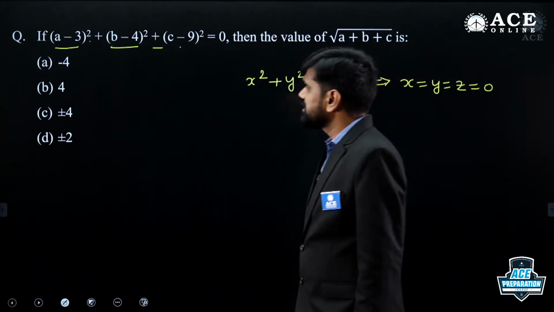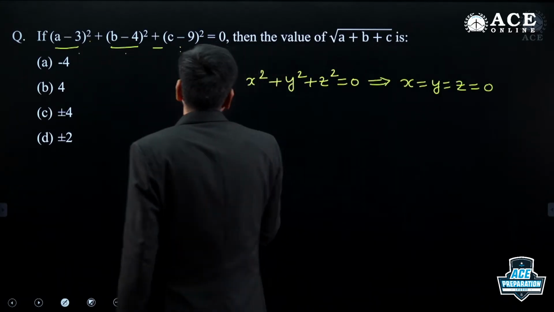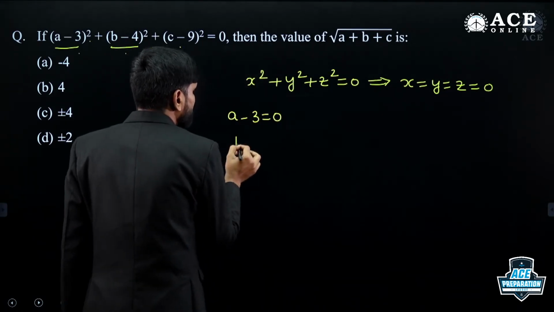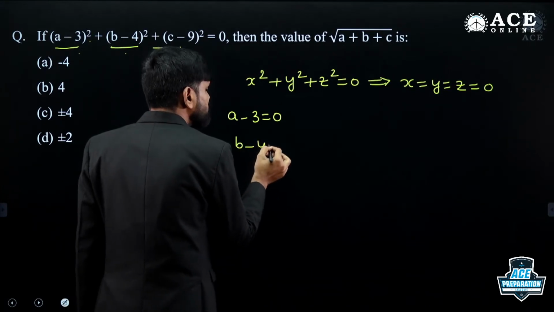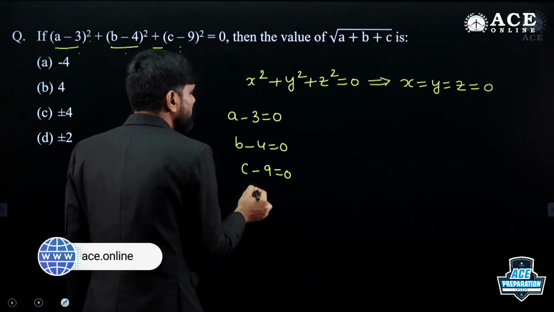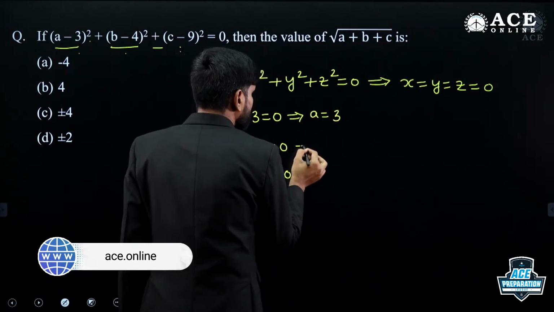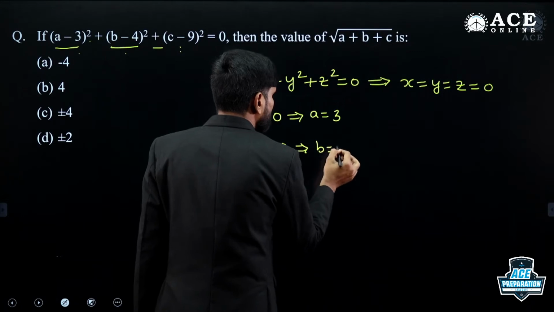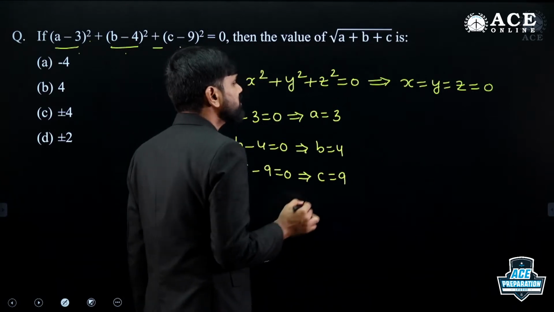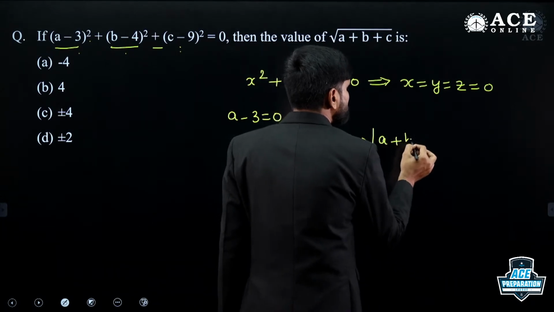Now they are giving you the sum of the squares of these three as 0, so each term must be equal to 0. If so, a minus 3 must be 0, b minus 4 must be 0, and c minus 9 must be 0. Based on this I can say that a equals 3, b equals 4, and c equals 9. We want the square root of a plus b plus c.